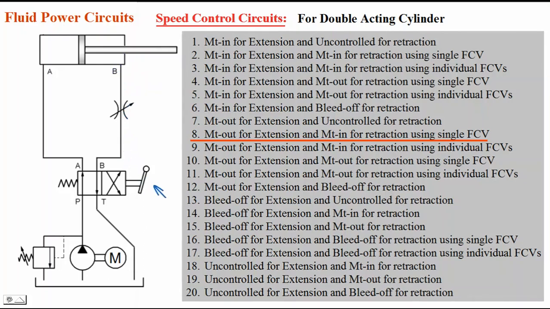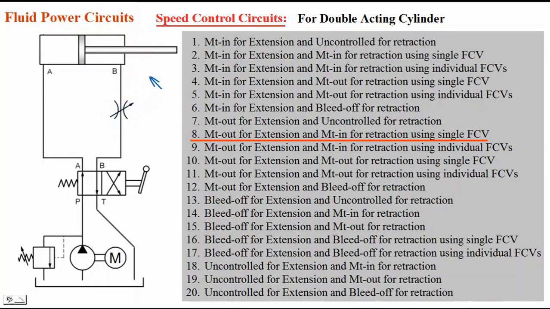When I shift the lever to the second position, P to B, A to T connection is made. That time oil from the pump flows to B like this. It will flow through this flow control valve and it flows into the cylinder during retraction. So that's why it is meter in for retraction. Oil which is going into the cylinder during retraction is flowing through this flow control valve. So flow is controlled, speed is controlled.